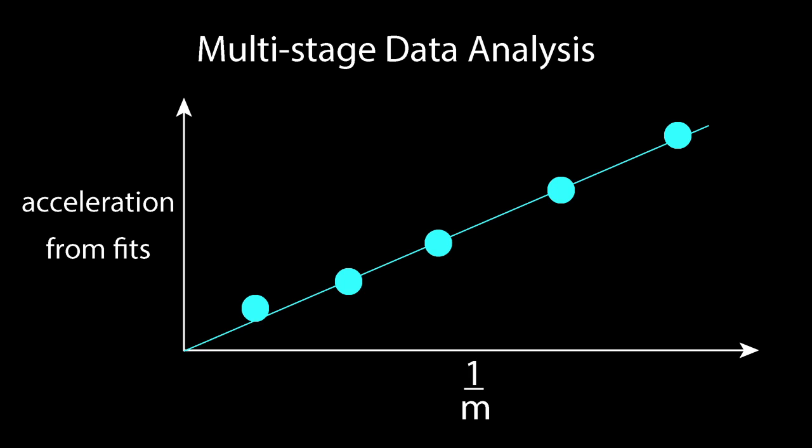We repeat this process for different masses, recording the acceleration fit parameters from each experiment. Finally, we plot what we measured for the acceleration of the carts for each of the different masses, which is what we wanted to test. Multiple stage data analysis means that our measurements are made using several models and intermediate steps.